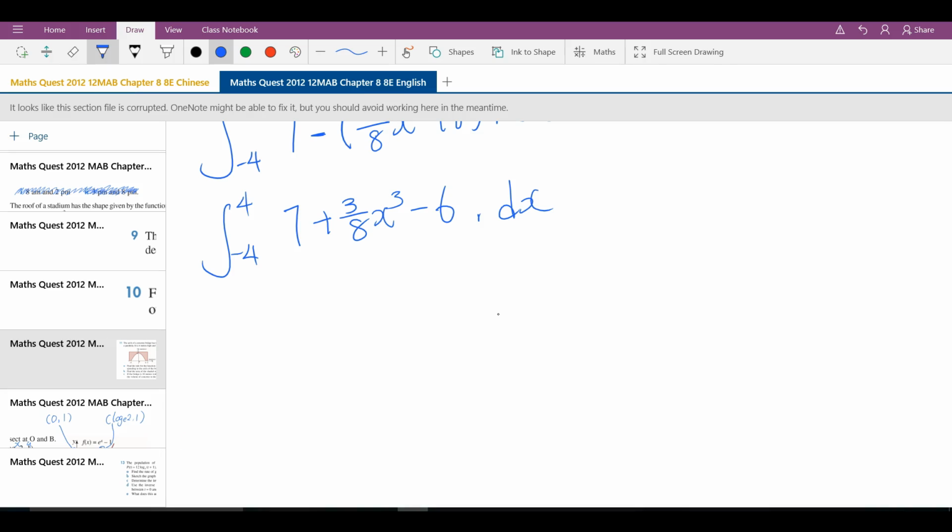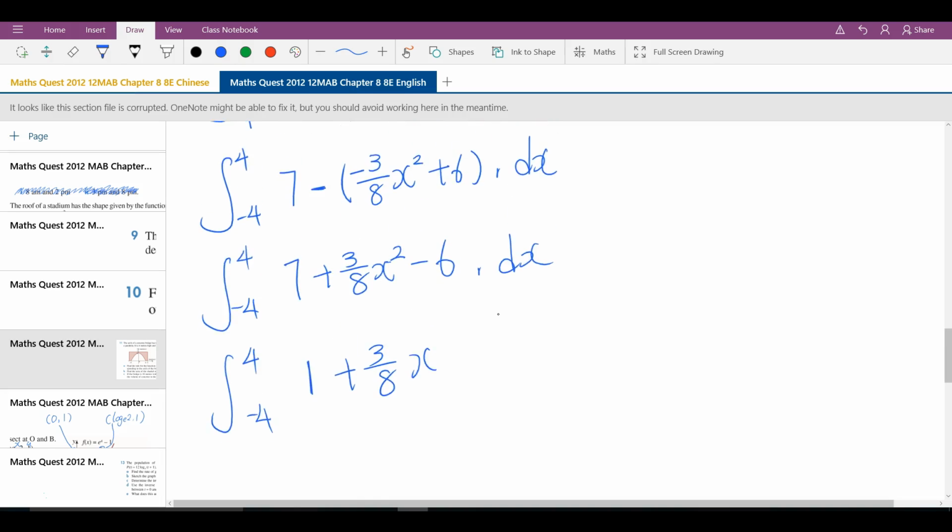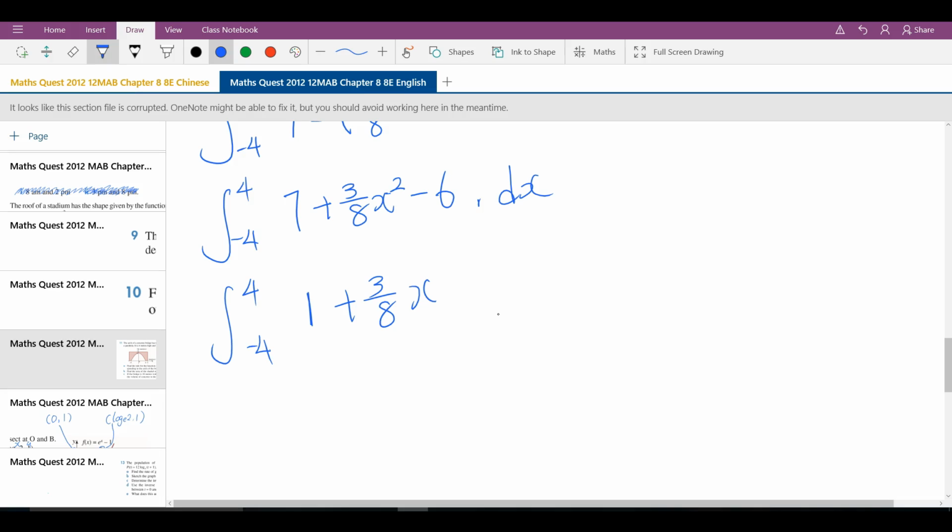And then we can fix the 7 and the 6, right? Because 7 minus 6 is just 1. Plus 3 over 8 x. Oh, there's not x cubed, it's x squared. This is x squared here. Yep, got x squared. I don't know why I wrote x cubed. X squared, and then let's do them individually.